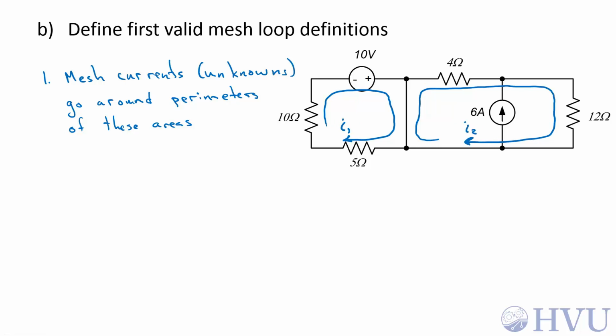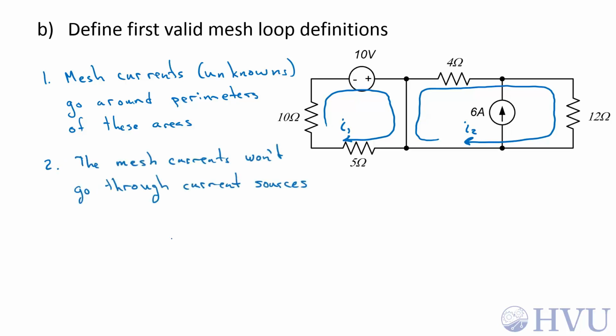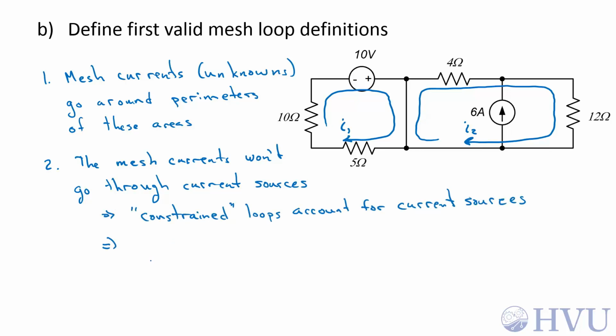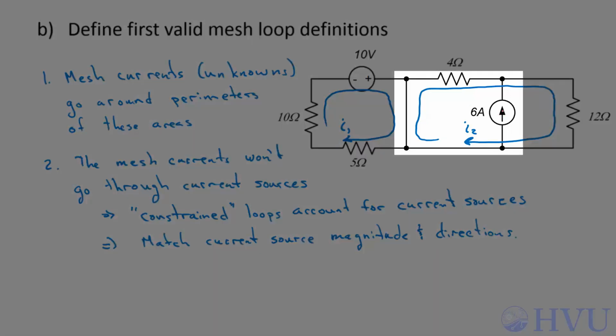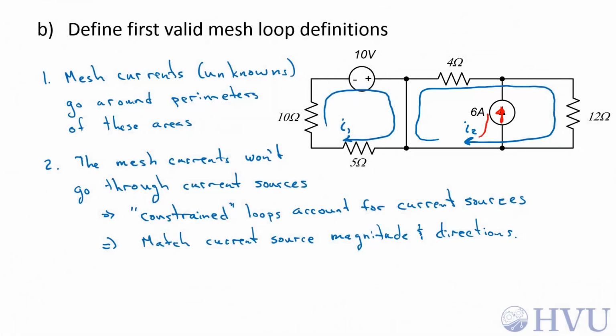Now if I identify my mesh currents this way, none of them will go through current sources. I need to add constrained loops to account for the current sources. So my constrained loops need to match the magnitude and direction of the current source currents, but those are the only rules associated with them. So in this particular case, all I need is to account for this 6 amp current going in this direction through this element. I can create a constrained loop that's 6 amps here. Over on this side of the world, it's going in the right direction and it has the correct magnitude.